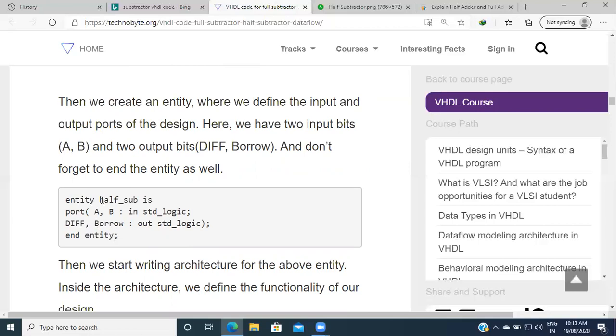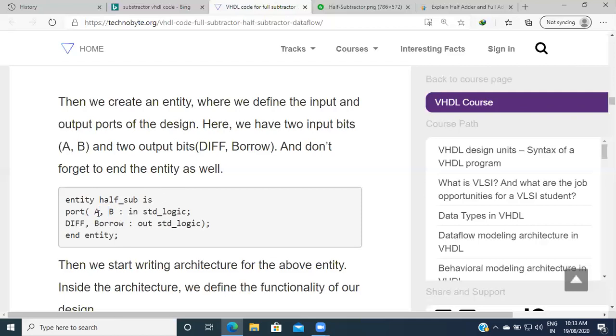So entity half adder, the name of that entity is nothing but the half subtractor. Entity name is half subtractor is. The next part is port A comma B. A comma B, these are nothing but the std_logic, or sometimes we can write that A assigns the value of std_logic, B assigns the value of std_logic. Two separate statements we are able to write, or instead of that, if we give one comma in between A and B, those two statements we are able to write combined.